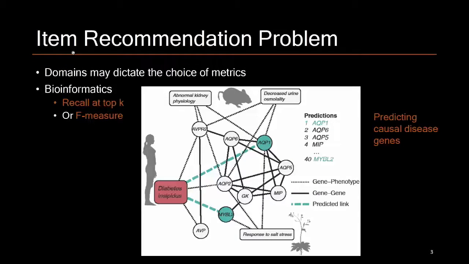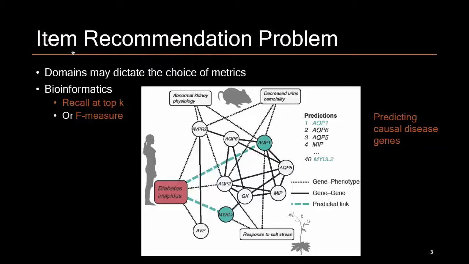But if you go to a different domain, for example in bioinformatics, you might be interested in different metrics. This is a problem that we have looked at in the past, where we are interested in predicting causal genes. Here the rectangular nodes represent diseases and the circular nodes represent genes. These connections are the biological data that you get from biologists, and we are interested in predicting which genes are responsible for causing which diseases. For each disease, you want to come up with hopefully a short list of genes that the biologists can then go ahead and do wet lab experiments to do further validation.